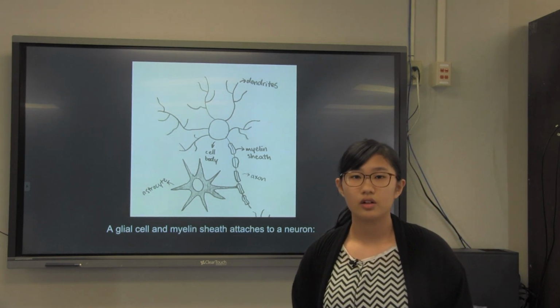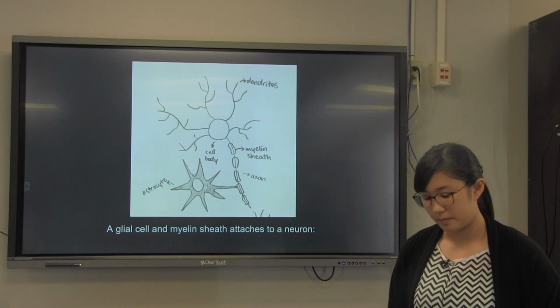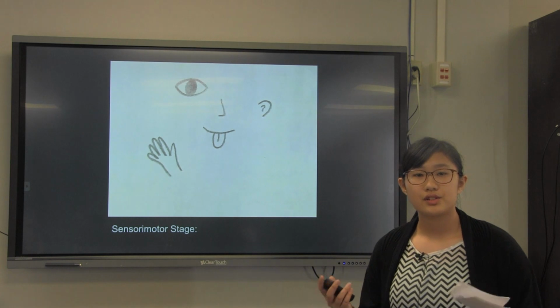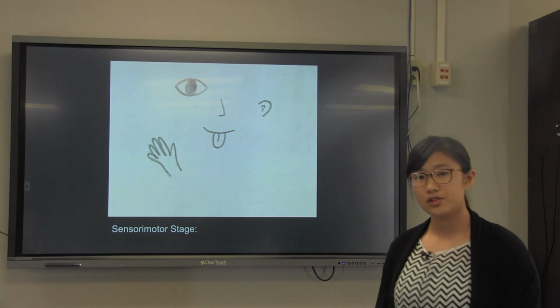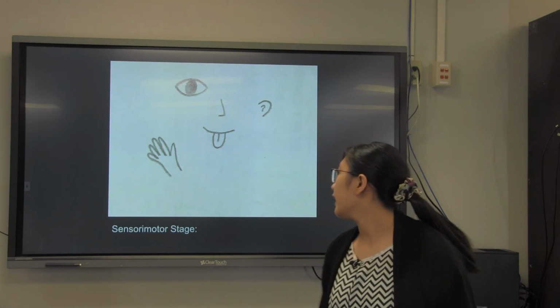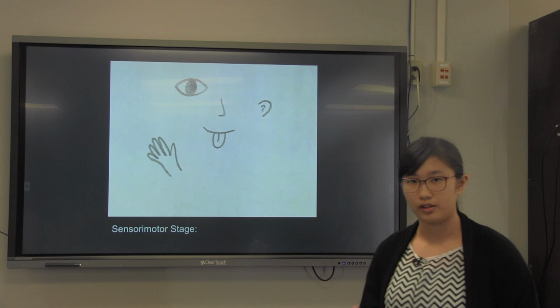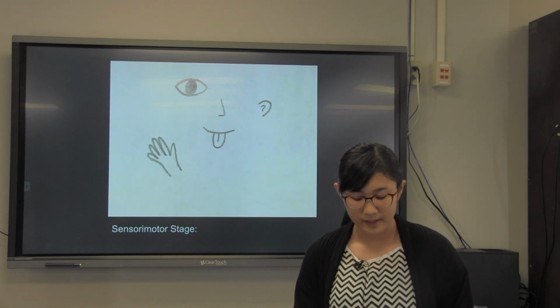And how we get here, or how the brain develops, is seen with Piaget's stages of development. The first stage is the sensorimotor stage. Sensory meaning senses, and this is when you're a baby and you use your basic five senses to take in knowledge of the objects around you.